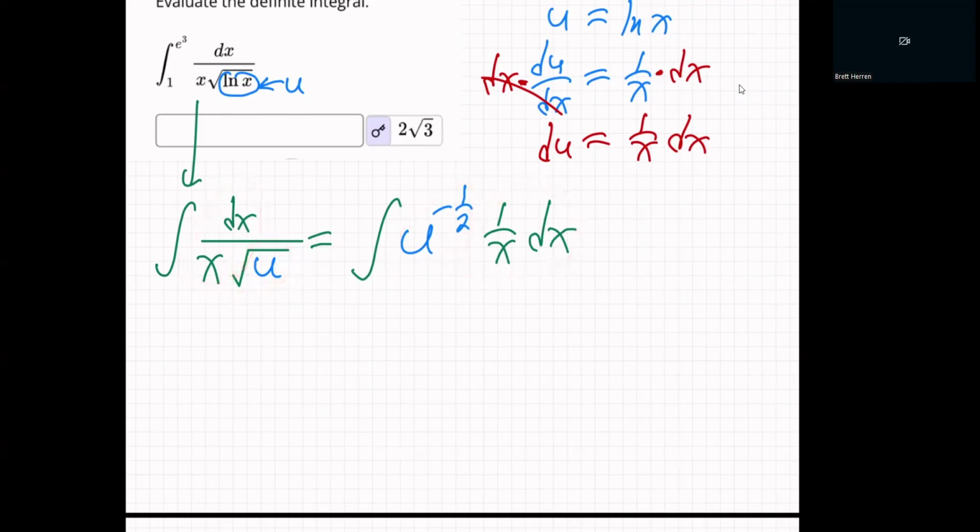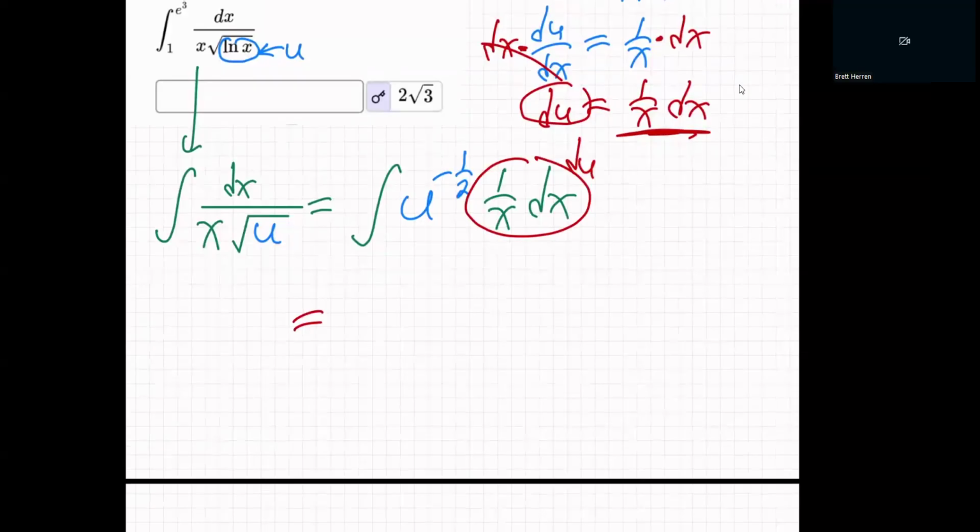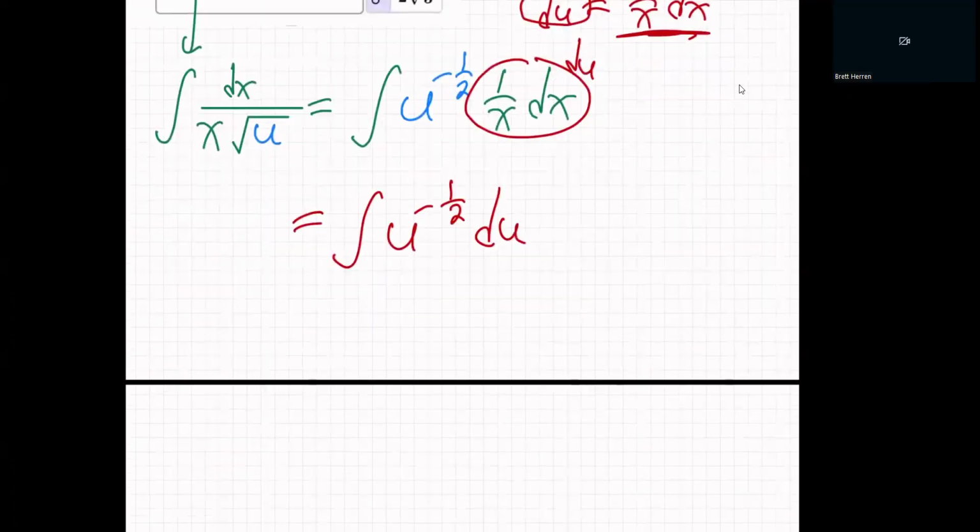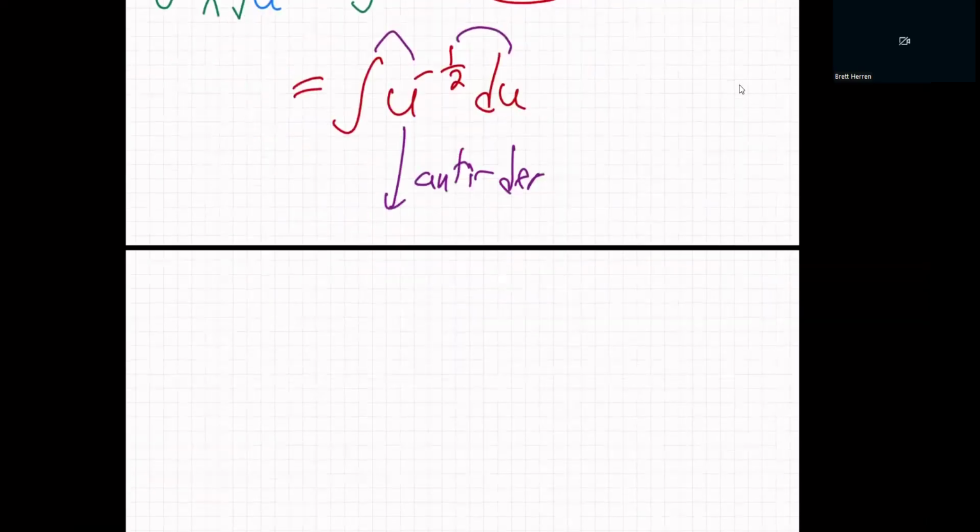And then you can see what I'm going to do. This 1 over x dx, 1 over x dx, that's du. That's just du. So this becomes the integral of u to the minus a half du. All right, now it's antiderivative time. So do the antiderivative. Right, that's what these operators, the integral and the du, say to do. Do the antiderivative. How do you do that?